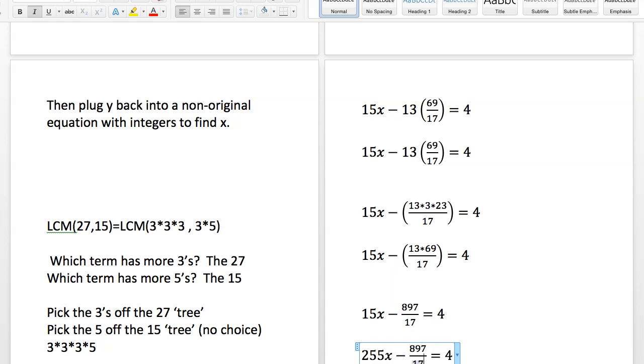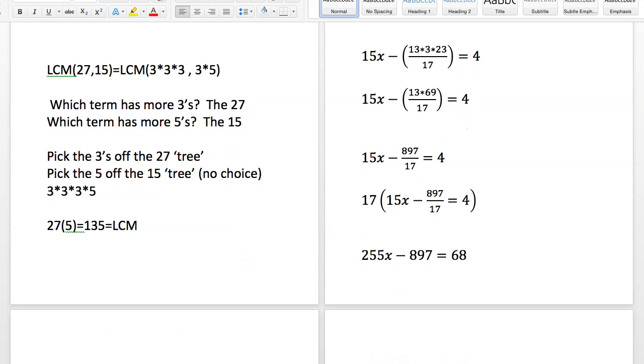And then 17 times a fraction over 17 is just the numerator, 897. And then 17 times 4 is 68. So I multiplied everything in here by 17 to kill that. My motive was to kill this denominator of 17 here. Okay, so I did that.